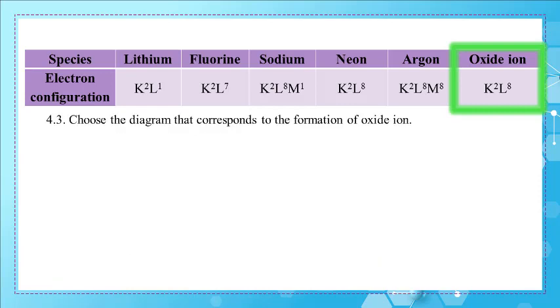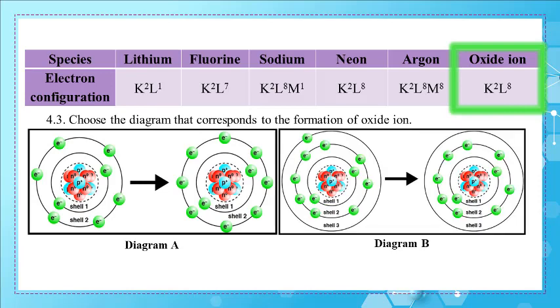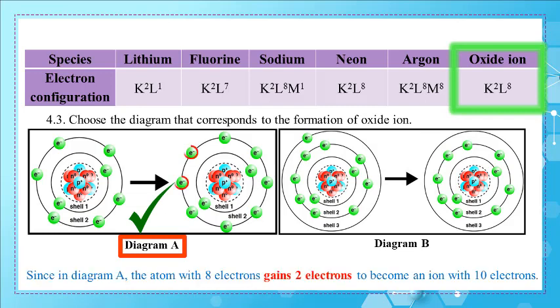In the last question, choose the diagram that corresponds to the formation of the oxide ion. It is diagram A, since in diagram A, the atom with 8 electrons gains 2 electrons to become an ion with 10 electrons.